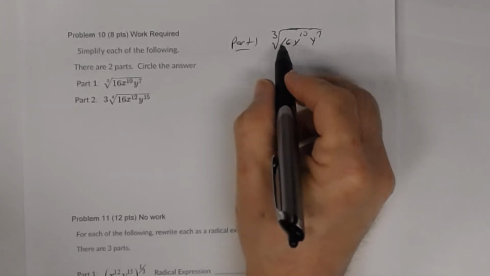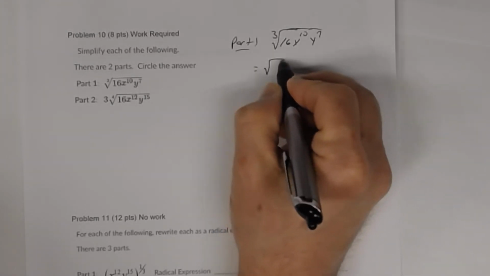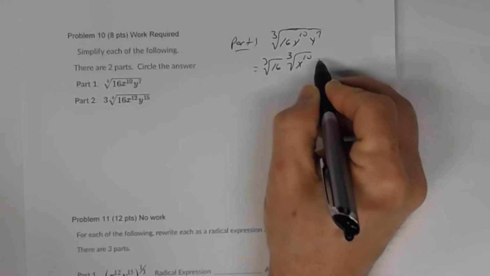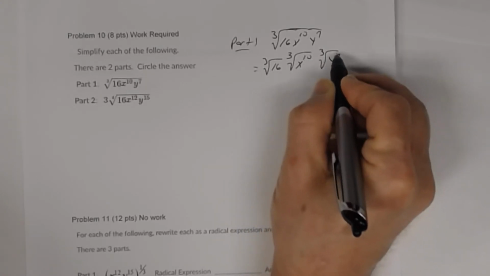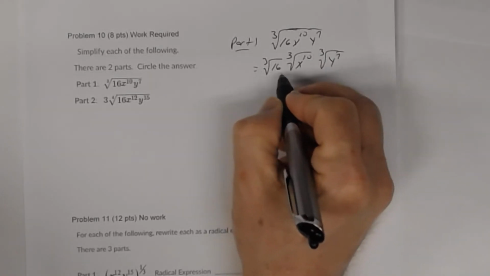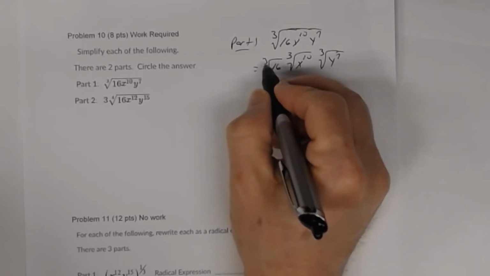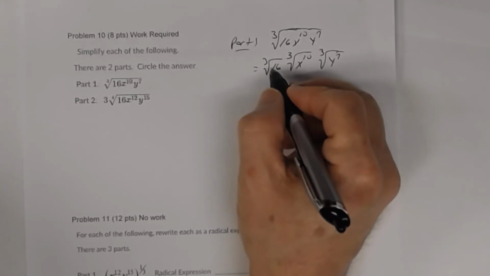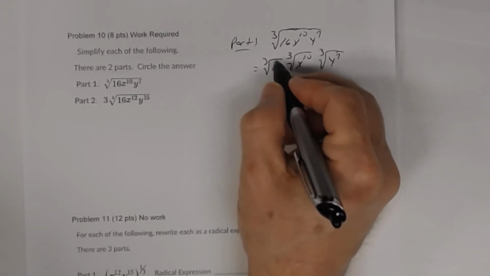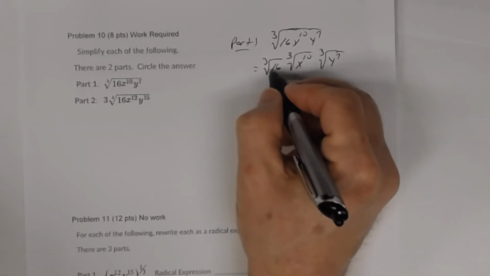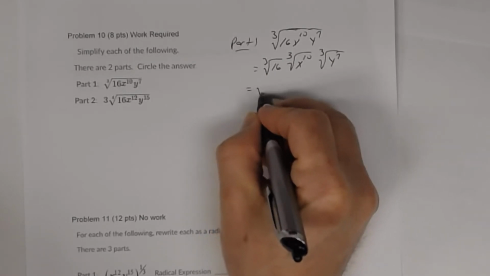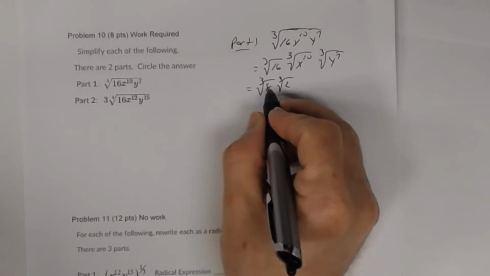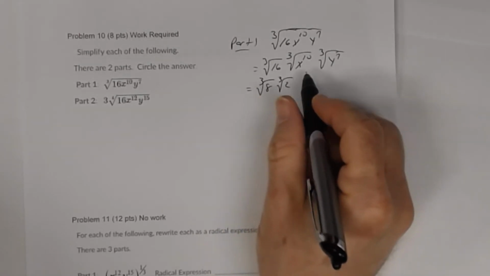So using the product property for radicals, I can write this as the cube root of 16 times the cube root of x to the 10th times the cube root of y to the 7th. Now, the largest perfect cube that goes into 16 is 8. So we have to rewrite this as the cube root of 8 times the cube root of 2, right? 8 times 2 is 16.